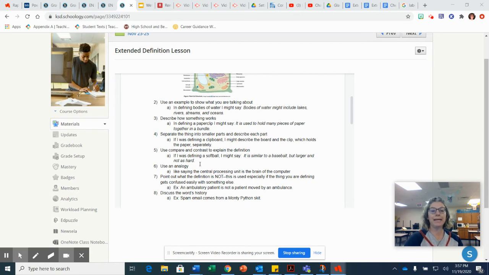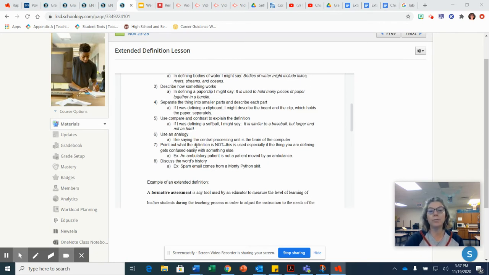You can use something like an analogy. So people will say this often. It's like saying the central processing unit, which is part of a computer, right, is the brain of the computer. So I'm using the analogy of saying that the central processing unit is a brain, right?